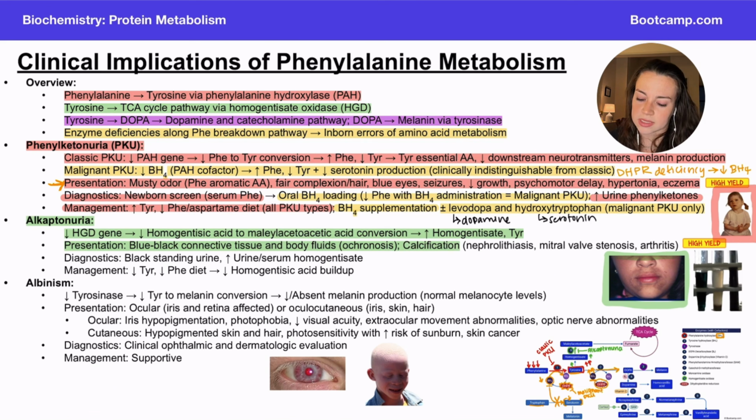And then the other big thing you'll see is systemic calcification, and this can present in a couple of different ways. You can get calcification in the form of kidney stones or nephrolithiasis. You can get calcification of valves, like mitral valve stenosis. You can get calcification of joints that would cause arthritis.